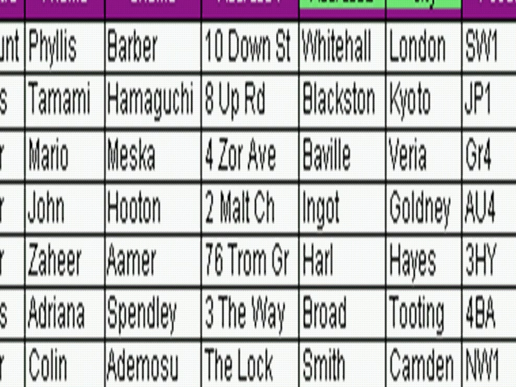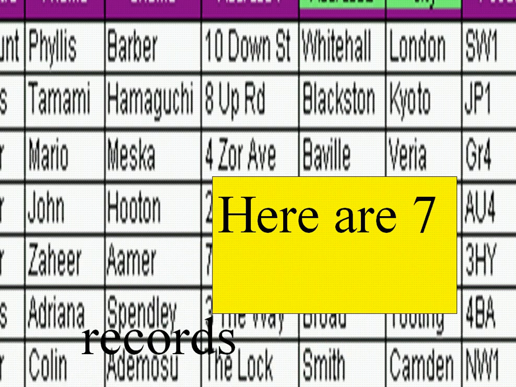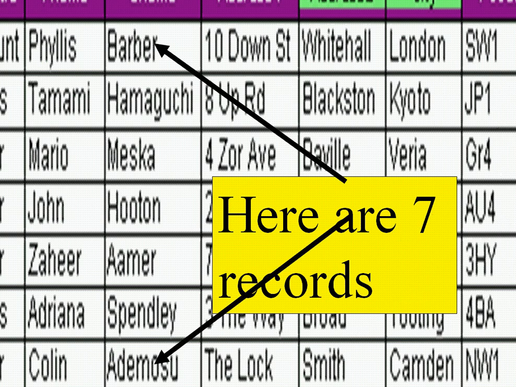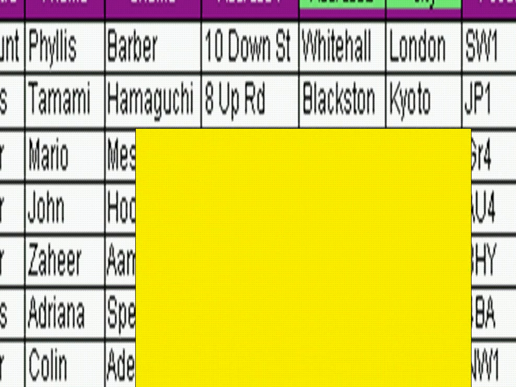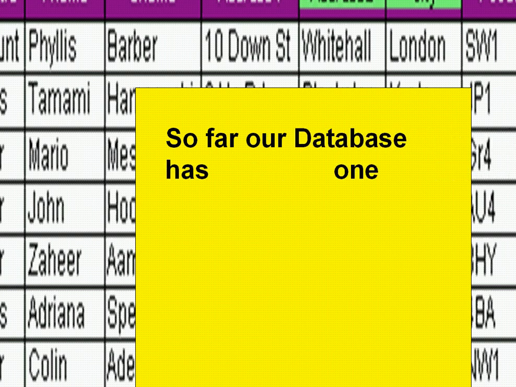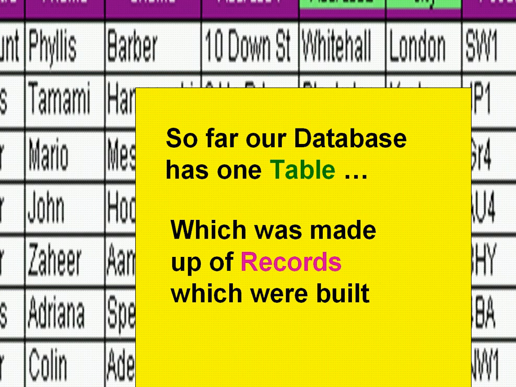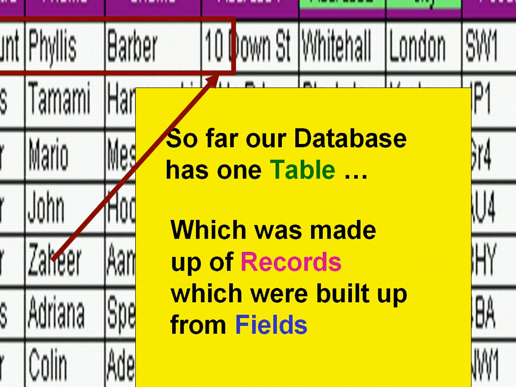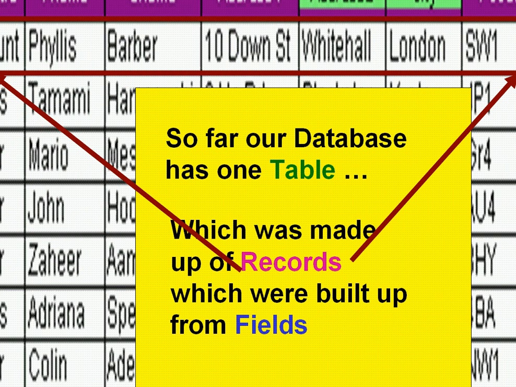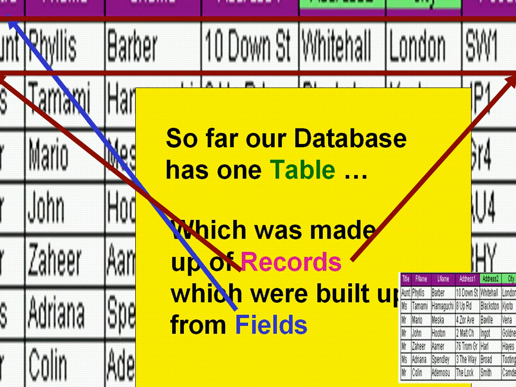Now if I take this particular set out, what have I got here? 7 records. There they are. So far our database has one table which was made up of records which were built up from fields. There's a record. There's a field. And here on the edge here is a table.